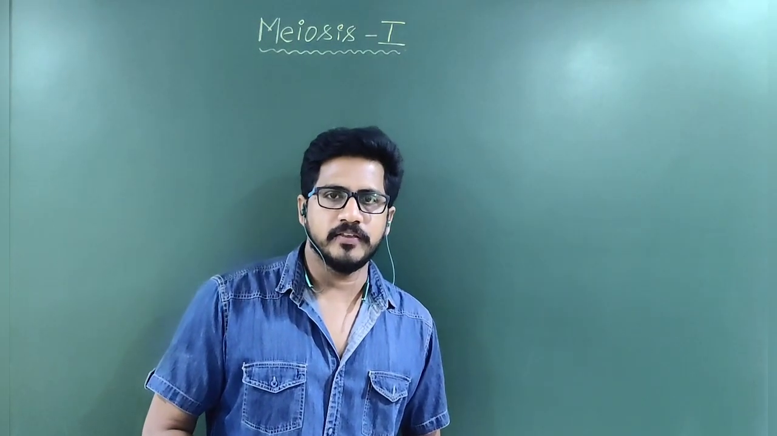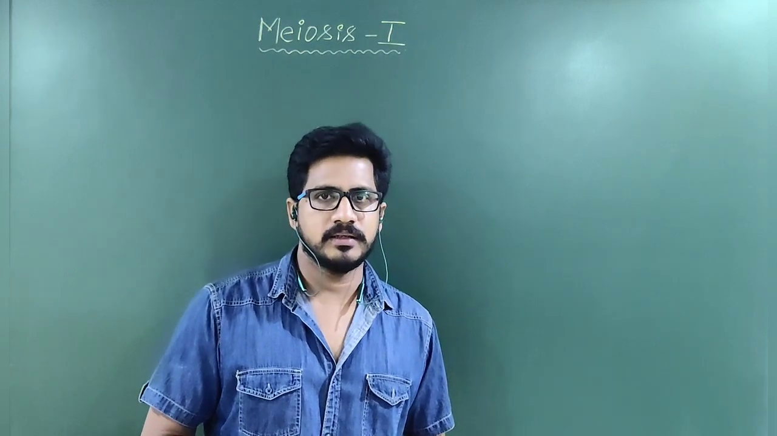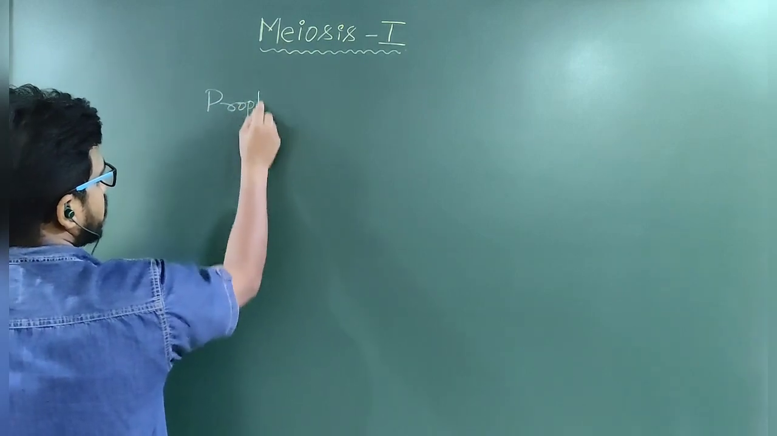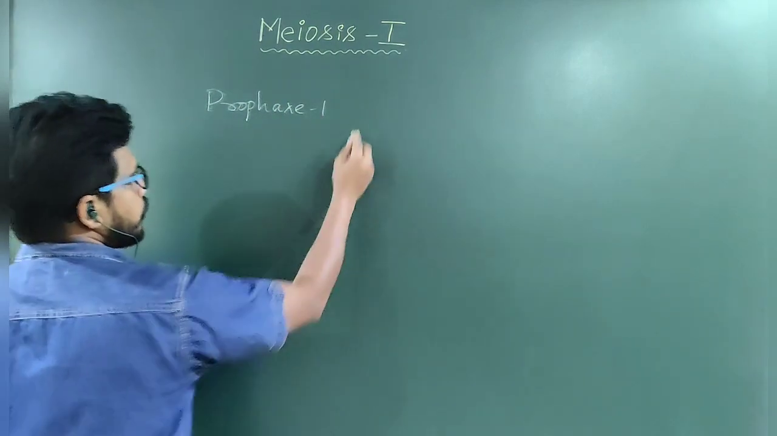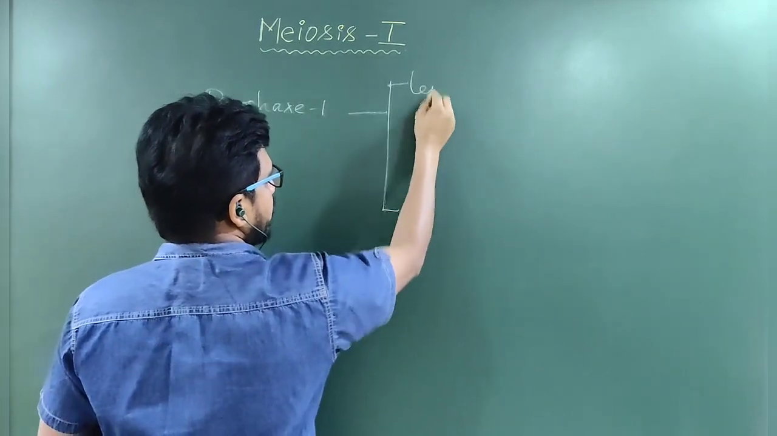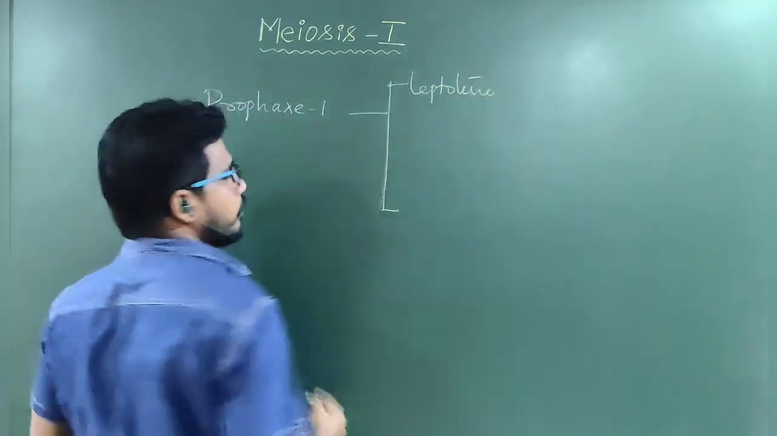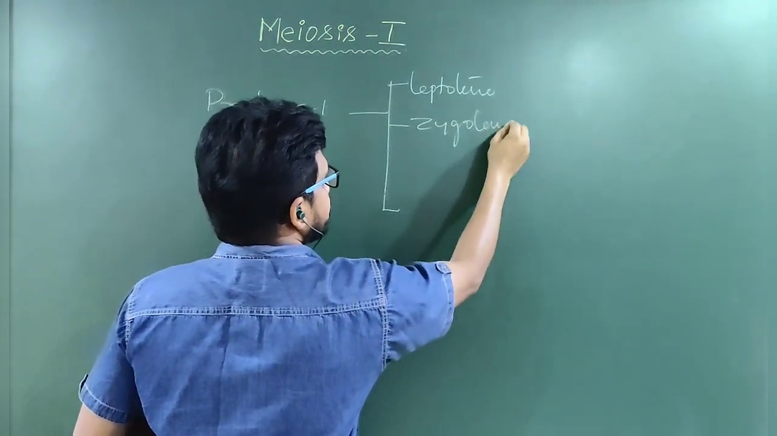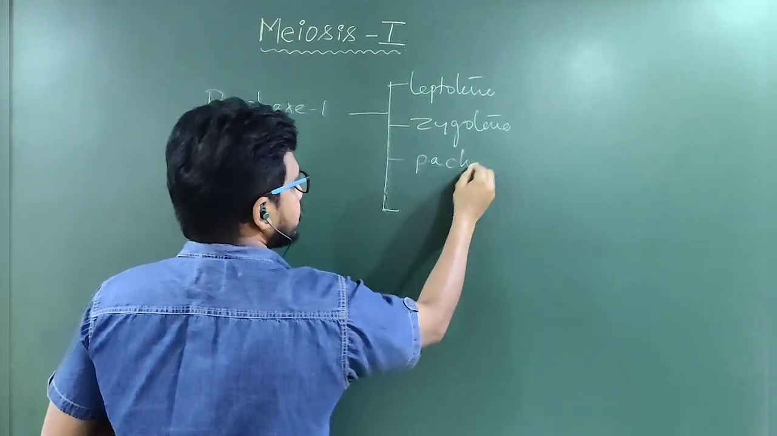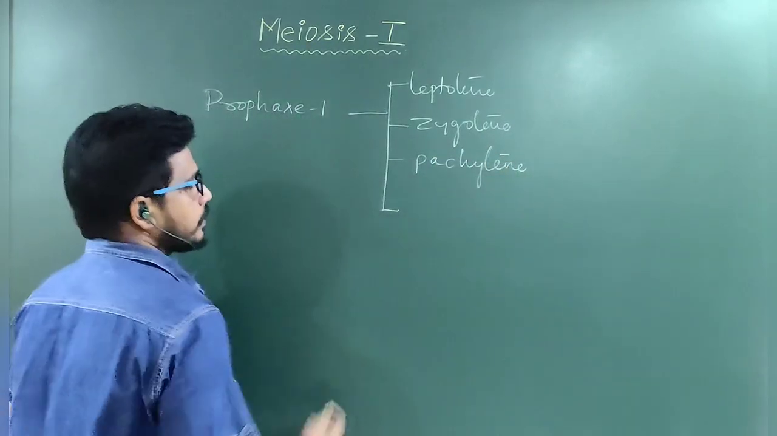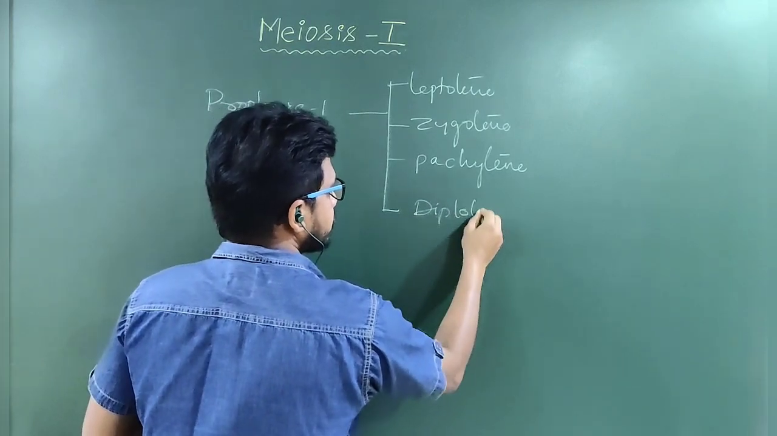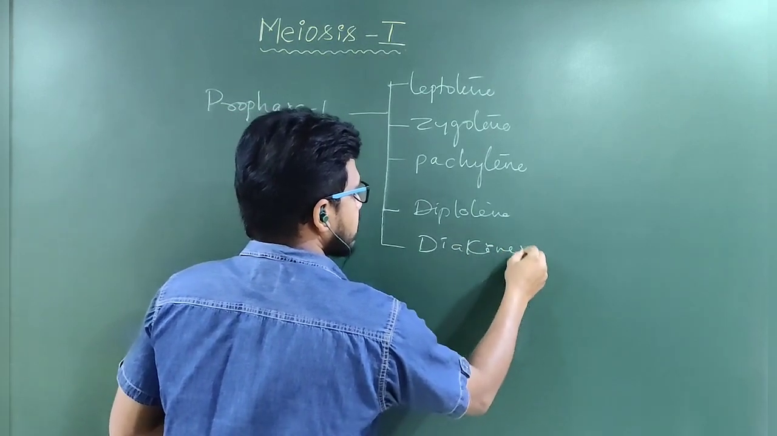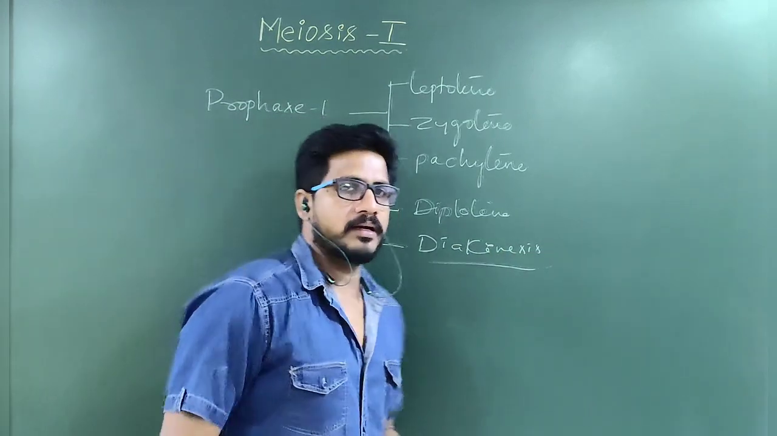Good morning guys. Today we are going to complete the meiosis 1 part. In meiosis 1, some phases we had discussed, that is prophase 1. Prophase 1 consists of leptotene. One more time, I am recapping here: zygotene, pachytene, diplotene and diakinesis. So in the last class we went through diakinesis.